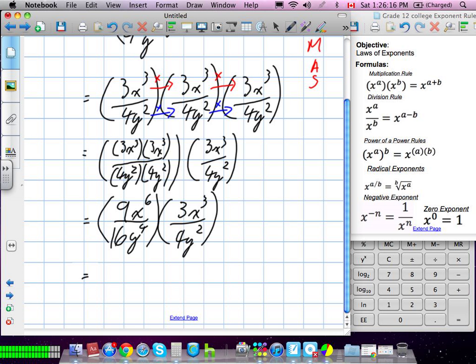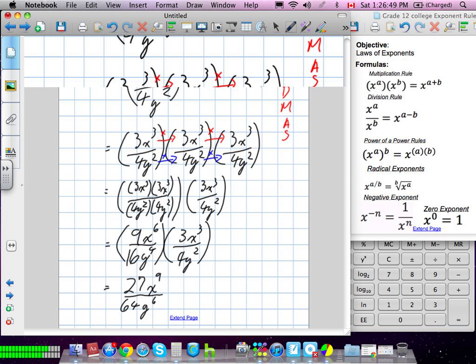Same idea. We multiply our coefficients to start. So when we multiply the coefficients, 9 times 3, what will we get? 27. And we multiply exponents. X to the power of 6 times x to the power of 3 gives us, that's right, we just add the exponents, x to the power of 9. And then on the bottom, 16 times 4. Yes, that's right, 64. And then y to the power of 4 times y squared is y to the power of 6. And that's it. That would be our answer.